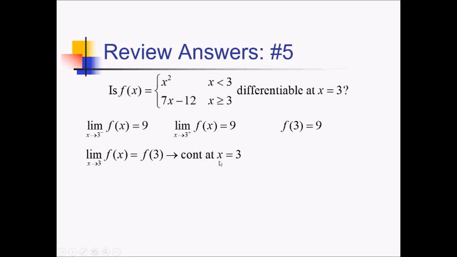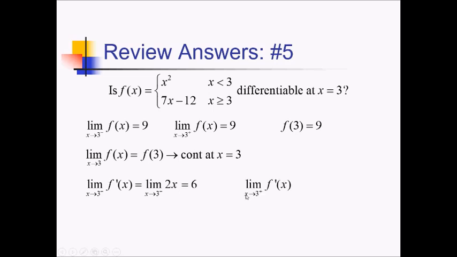Well, this is not enough to show differentiability, but it's a good start. Next, we have to find the left and right side limit of f prime for this function. So left side limit of f prime, we're basically taking the derivative of this first rule and plugging 3 into it. That's the limit as x approaches 3 of 2x, and that's just going to be 2 times 3, which is 6.